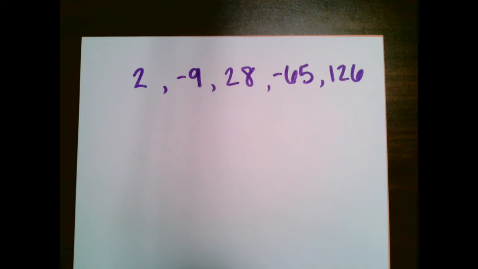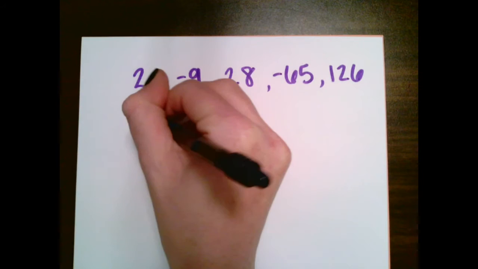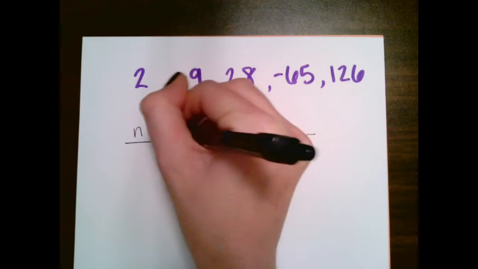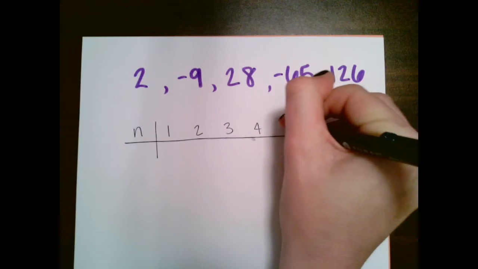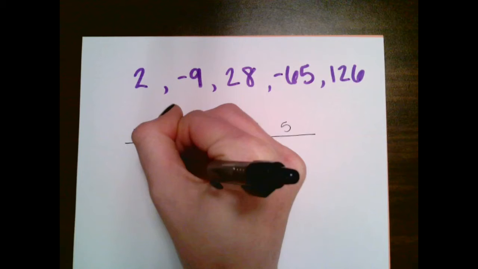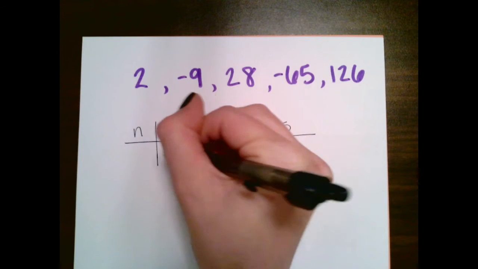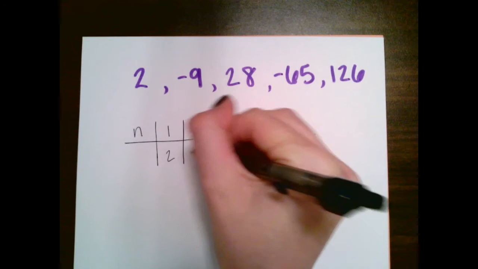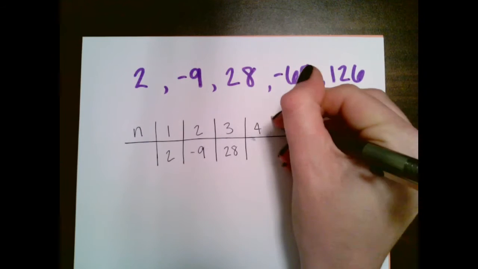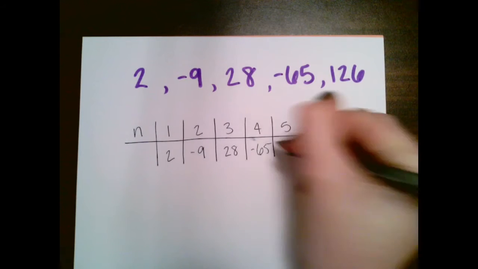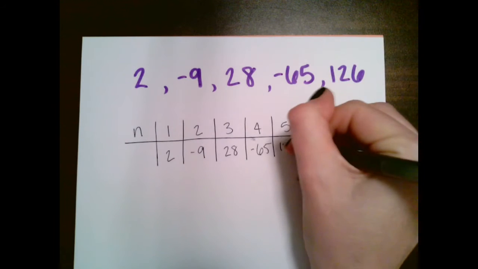So again, I'm going to make a table. Got my n. The n is 1, 2, 3, 4, 5. If n is 1, my first term is 2. Second term is negative 9. Third term is 28. Fourth term is negative 65. And my fifth term is 126.